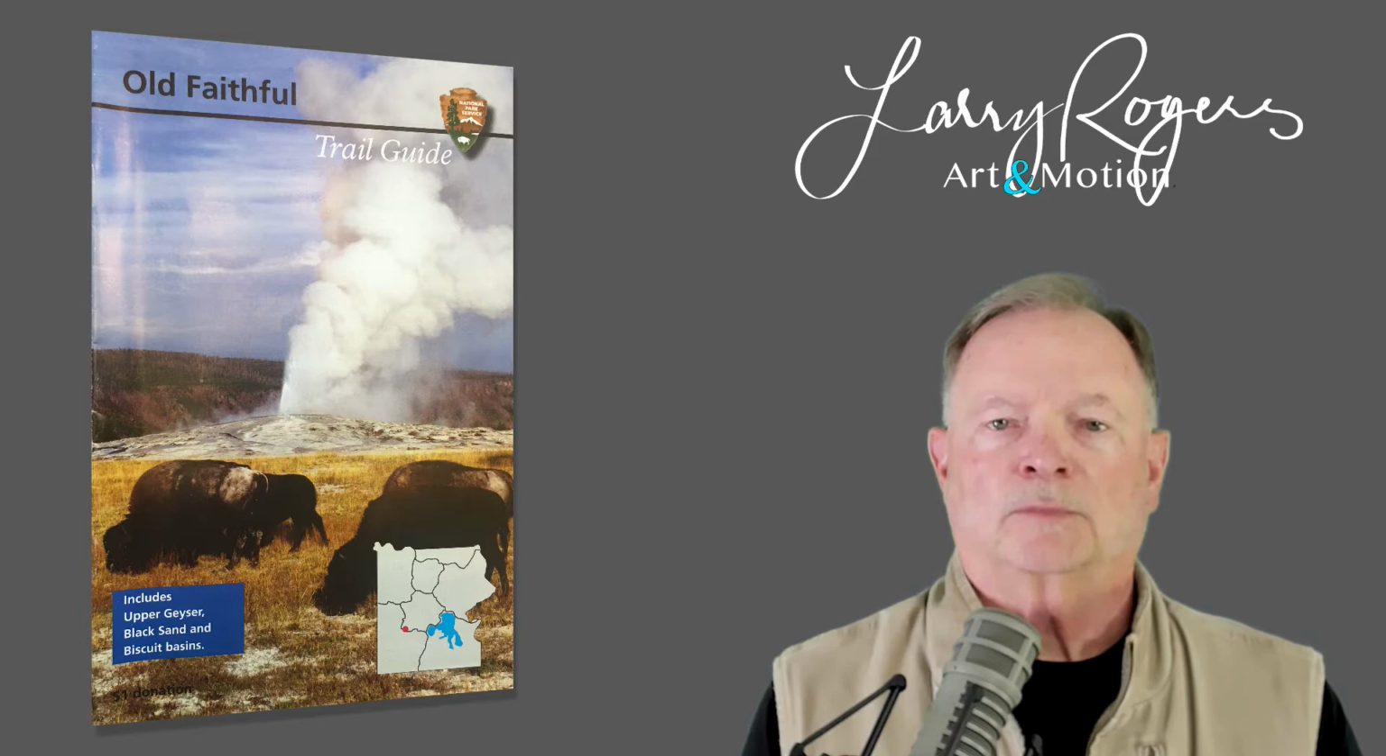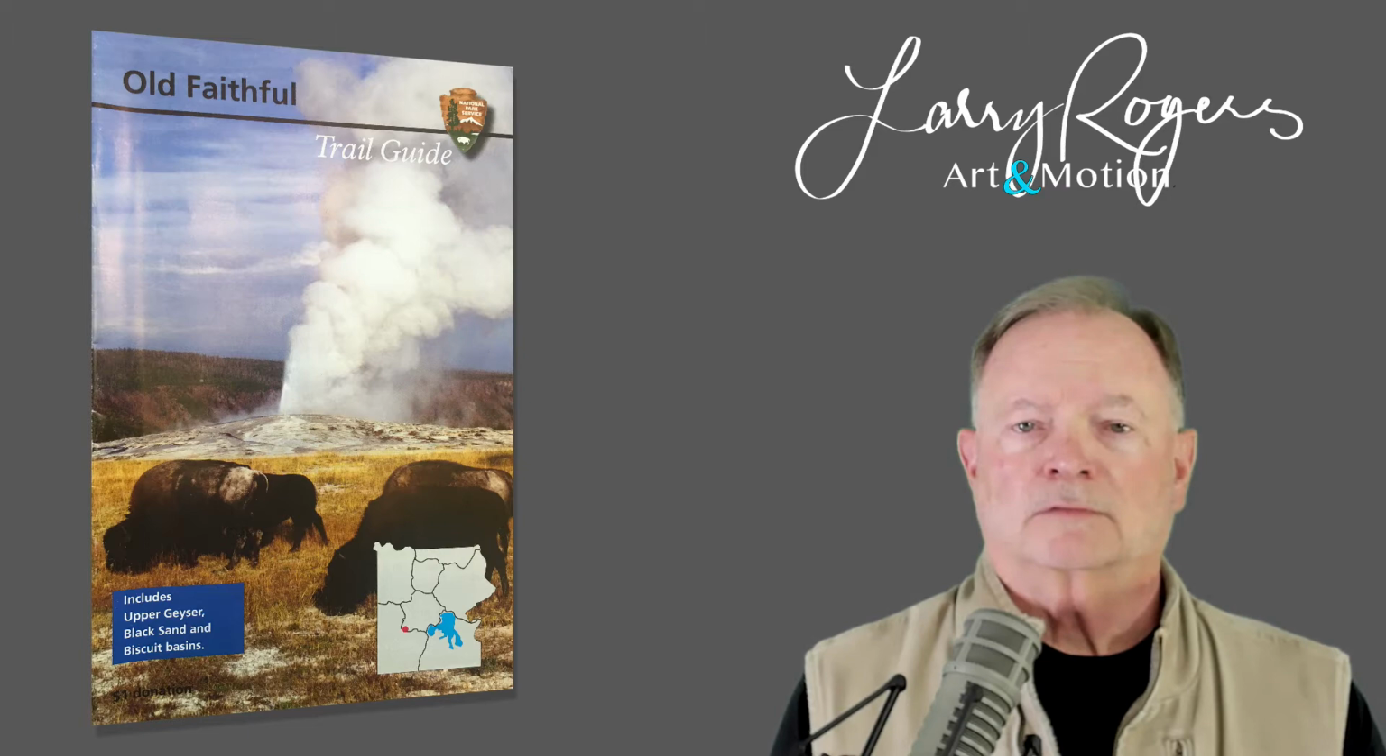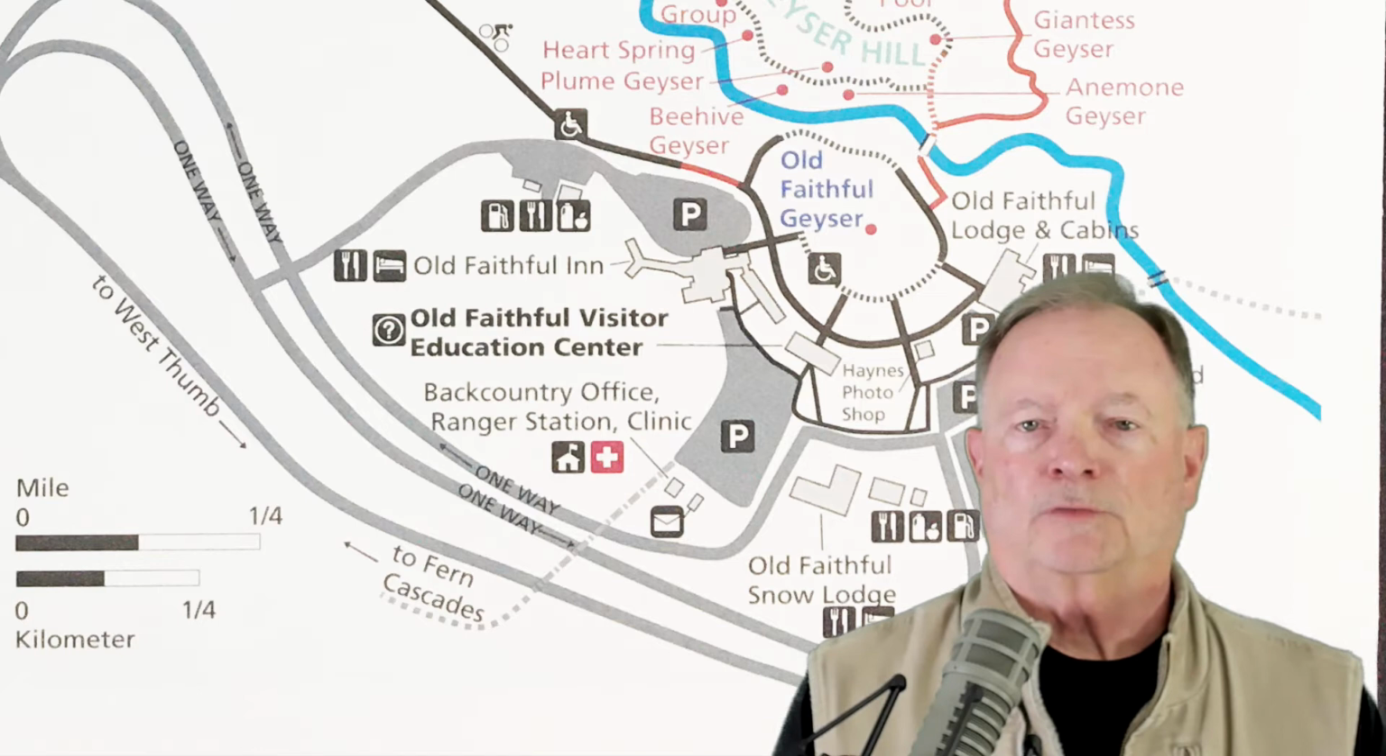At this point in time, this video is being recorded in August of 2020. I believe the price of a trail guide is $1, and you can take one of the guides out of one of these borrow boxes and place a dollar in a slot there and you can keep the trail guide. We'll be using this trail guide to help us find our way around the Old Faithful loop.